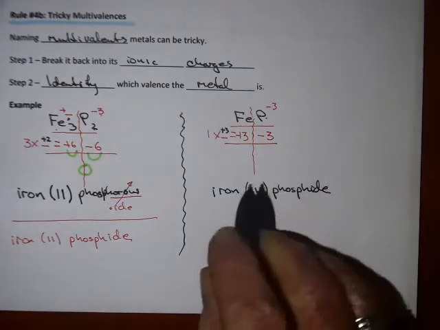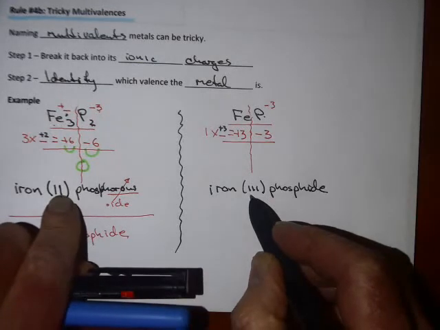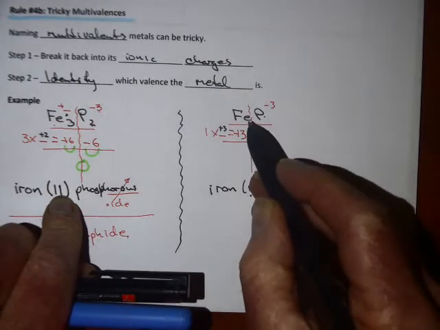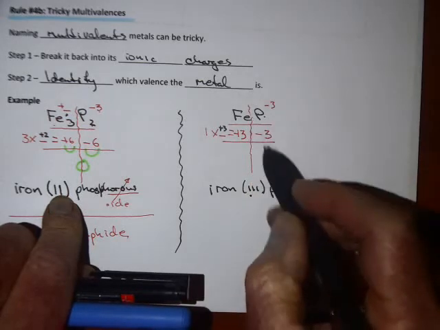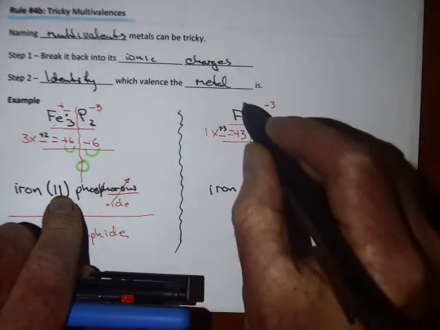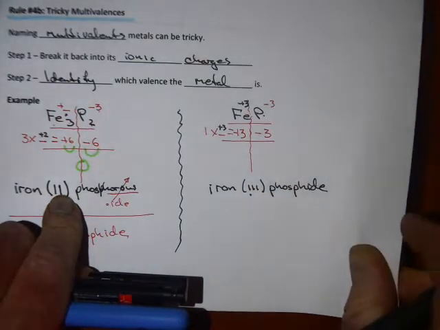Notice in both cases that this number that is here is not the number of iron atoms I have. It is the number of the ion charge. That's really important, okay? Okay.